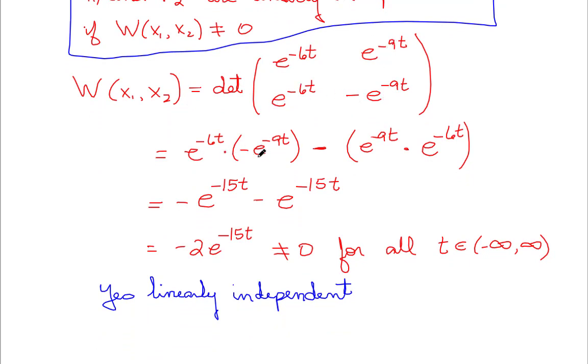So downward diagonal minus the upward one. When you multiply these exponentials together, the exponents add, and so I get e to the minus 15t, another e to the minus 15t, so a minus 2e to the minus 15t, and that's not 0 for all t. Now, why is that the case? Well, you have a negative exponential, and even though it is decaying, it never is exactly 0. So yes, these two functions are linearly independent.